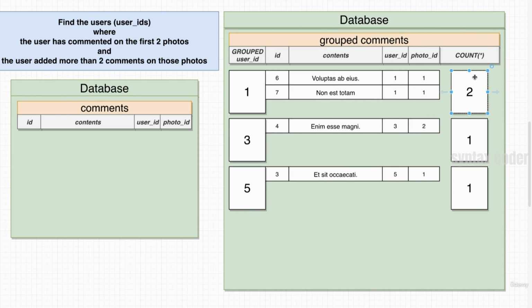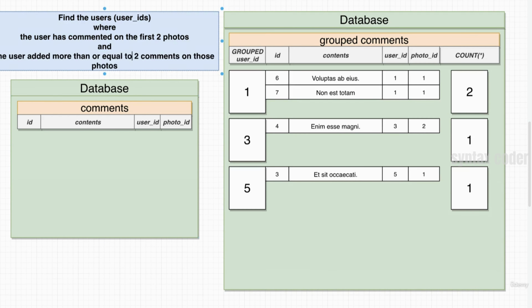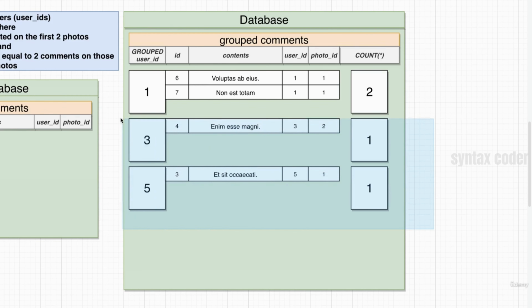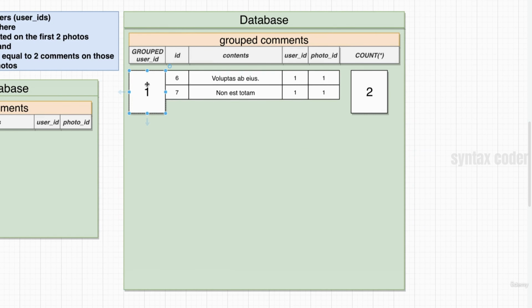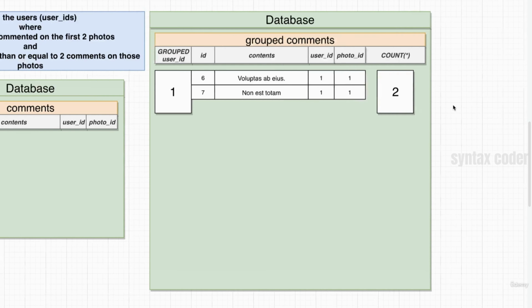Well, in this case, looks like we've only got one here that has even 2 comments. So we'll say more than or equal to 2 comments. That'll just make this a little bit easier. So we actually have some useful results. So it looks like we would drop off these 2 right here, and we would be left with just user with ID 1. And so we would select user ID. That would show that user ID of 1 right there. We could also select a count star, and that would display the number of comments that this user had made to the 2 initial photos. Okay, so that's the idea.